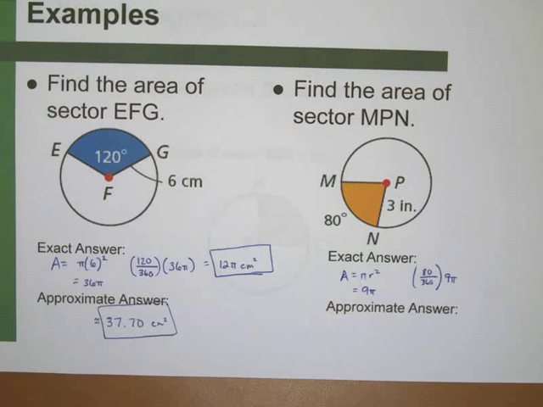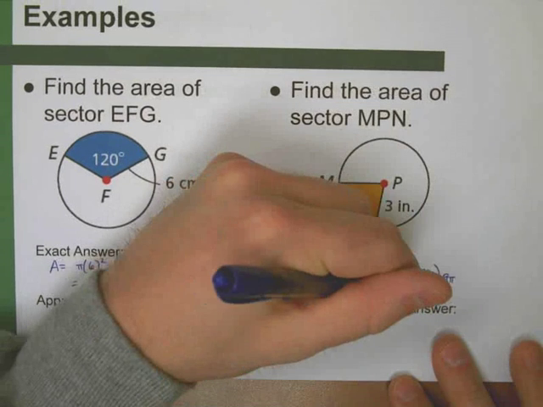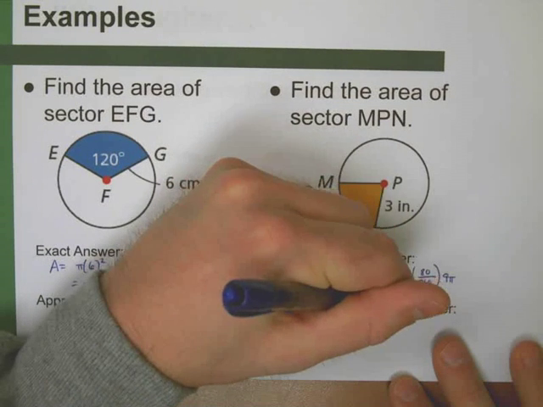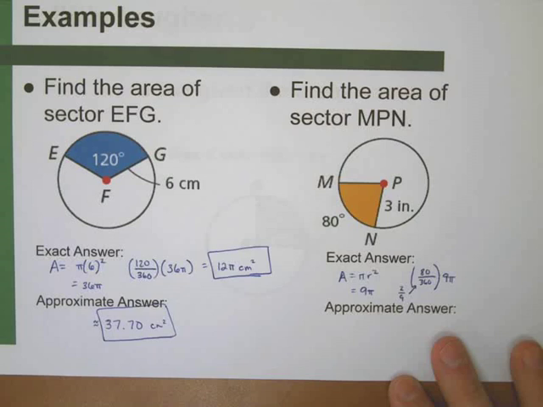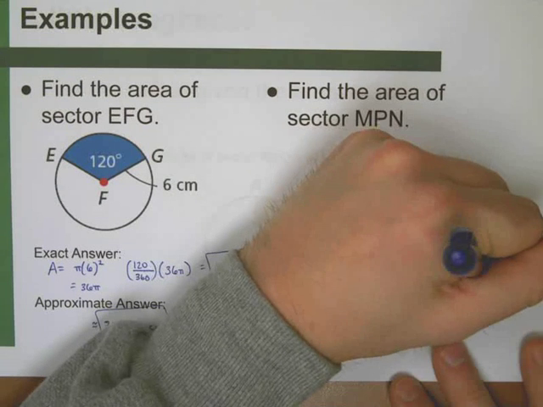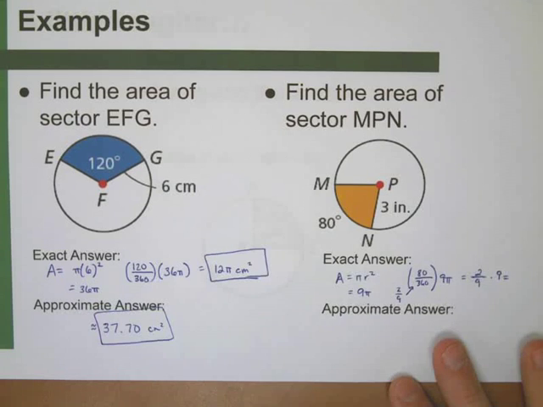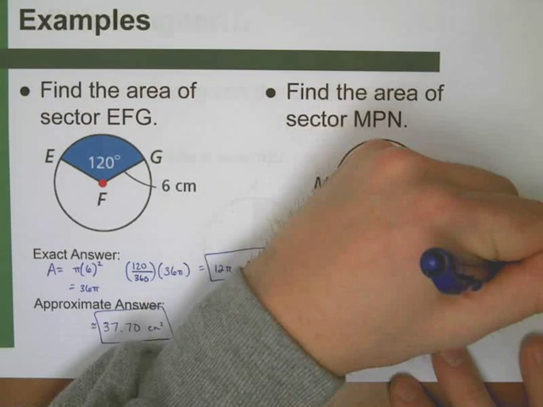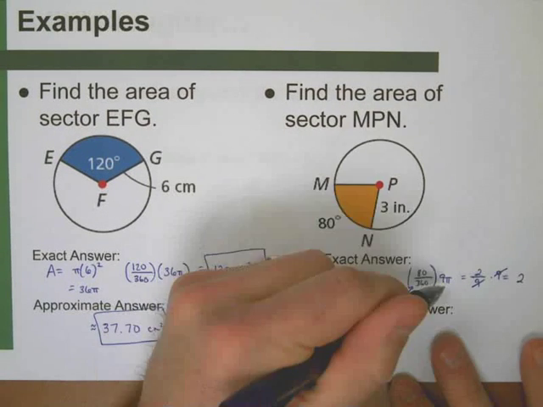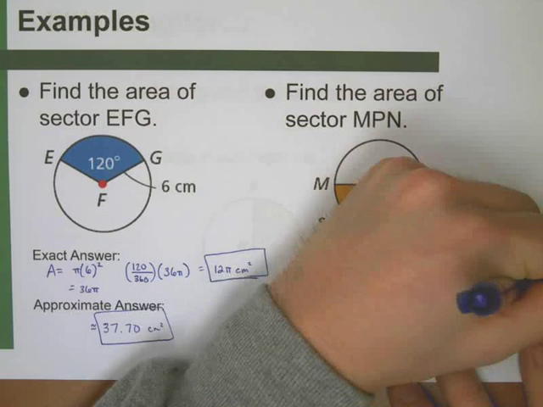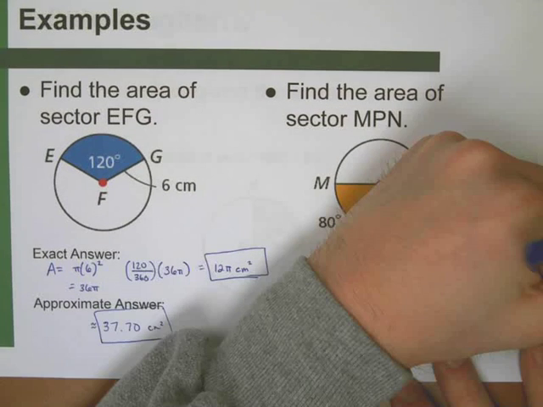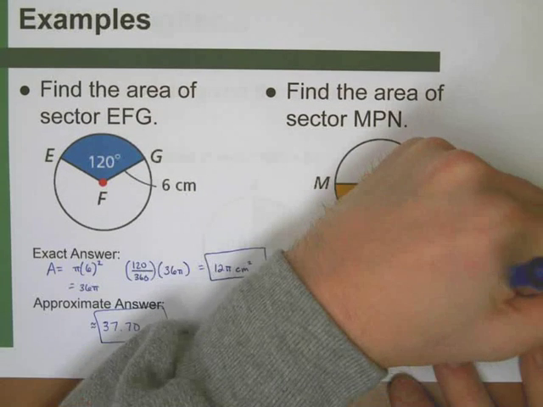Now, if you do 80 over 360 on your calculator, you'll notice that it gives you 2/9. That fraction simplifies down to 2/9. My calculator told me that. So if I take 2 over 9 times 9, you'll notice the 9's go away. I'm left with just the 2. And don't forget the pi here. We'll just transfer the pi over. 2 pi square inches.